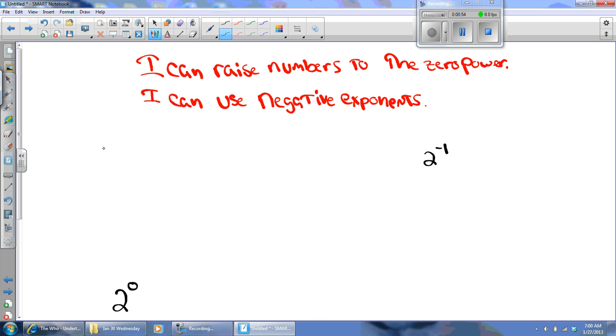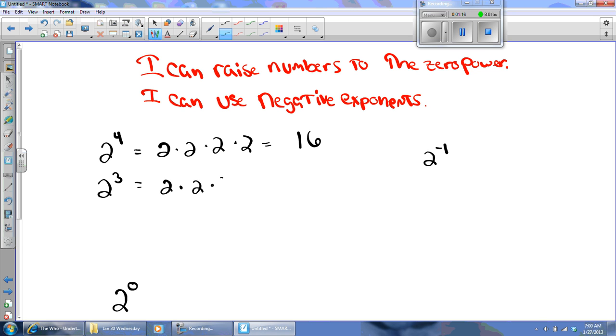Okay? Let's say, do you know what 2 to the 4th is? Well, of course it means 2 times 2 times 2 times 2, right? And that's 16, right? And then 2 to the 3rd must mean 2 times 2 times 2. And I know Reese knows what 2 to the 3rd is, right? It's 8, of course. Very good, Reese.